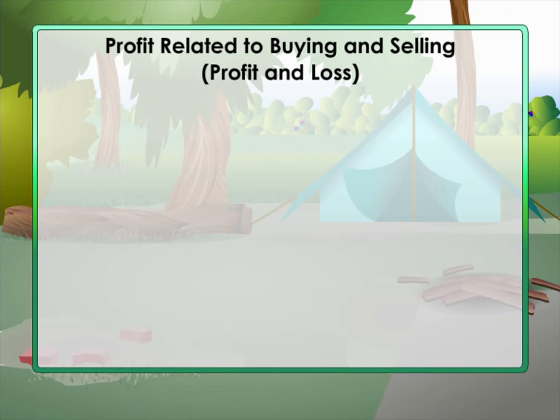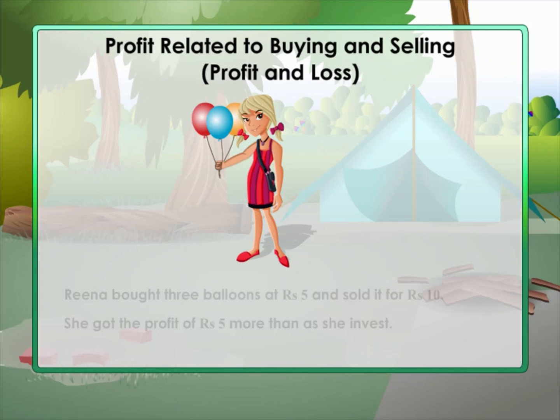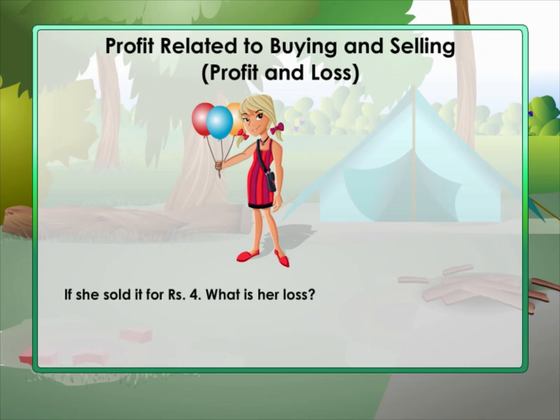Profit related to buying and selling. What is profit and loss? Reena bought 3 balloons at rupees 5 and sold it for 10 rupees. She got the profit of rupees 5 more than she invested. Suppose, if she sold it for 4 rupees, what is her loss? Yes, very good. She lost 1 rupee.